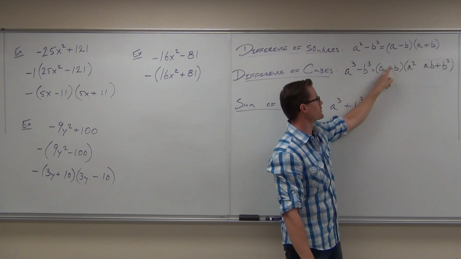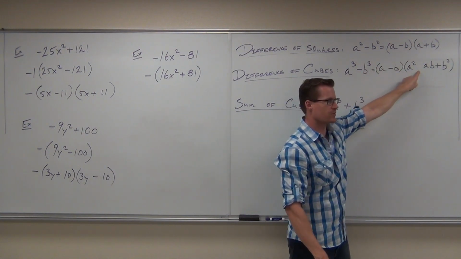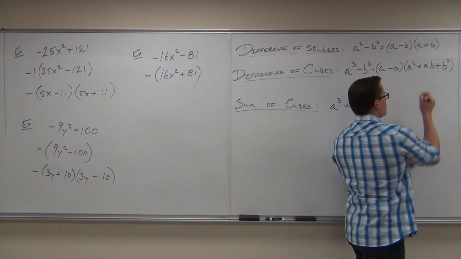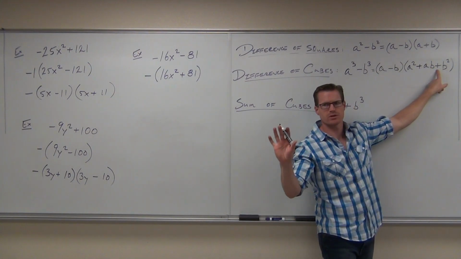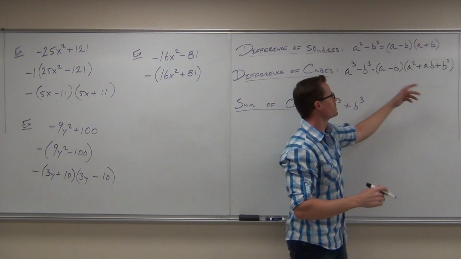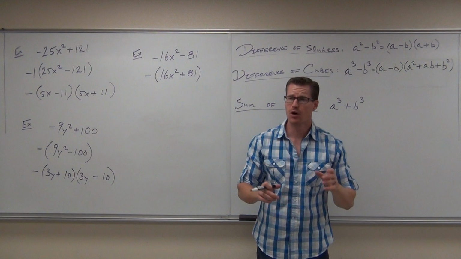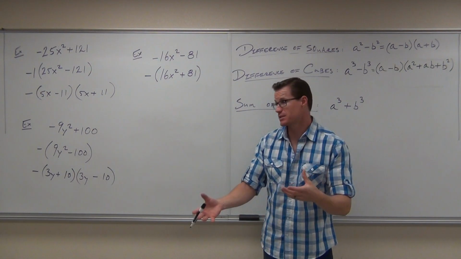Same sign for the first factor, different sign for the second factor. What is that one? This is always plus, always, no matter what you're doing, because you can't ever get a negative when you square something. But the way that I remember this is just kind of thinking through it. I'm hoping I explained it well enough for you guys to get that too.